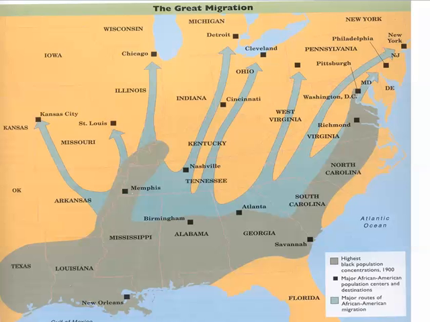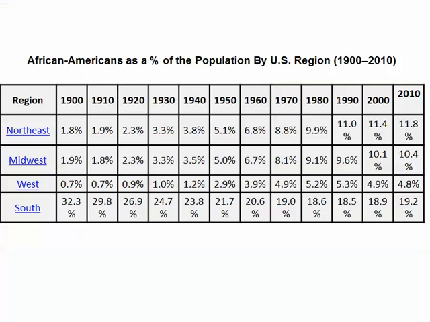And this migration is... Listen, we can look at little charts like this, and we can see some, like from 1900 to 2010. Let's look at the 1910s, 1920s, 1930s. What happens here? African Americans as a percentage of the population by region. Okay, look what happens to the South.